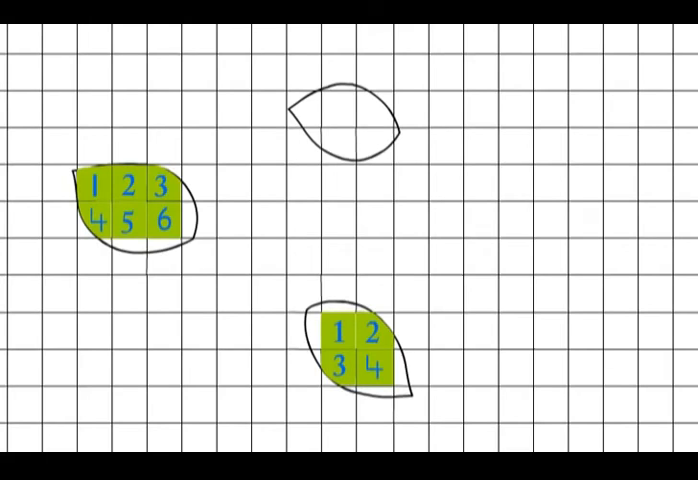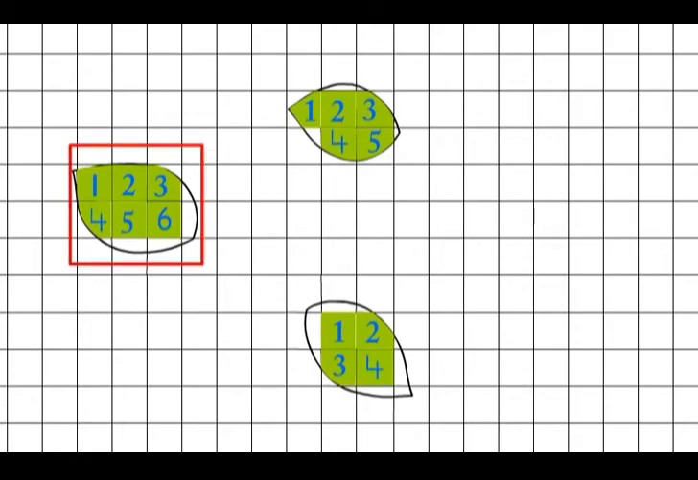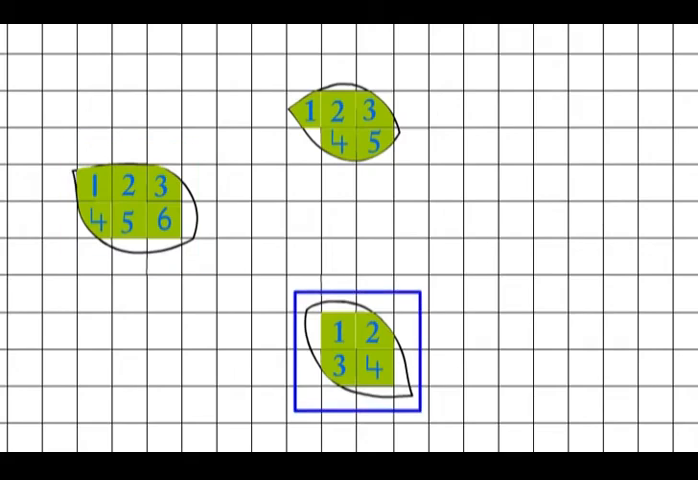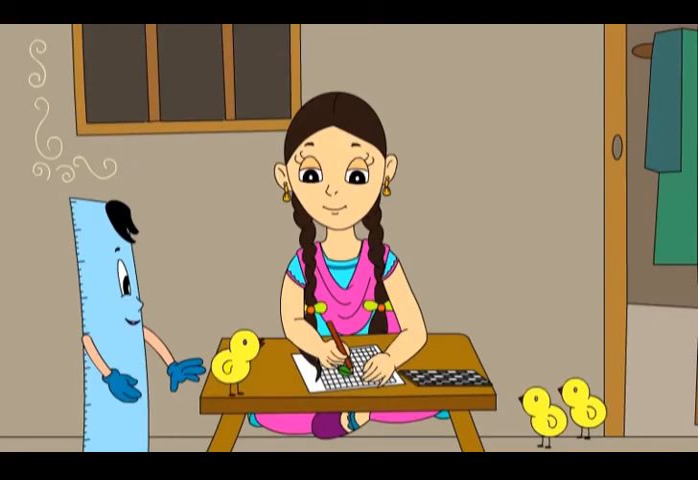Now, let me count the number of squares my leaf covers. It is 1, 2, 3, 4, 5. 5 squares. My leaf's boundary covers 5 squares. So, Meenu's leaf is the biggest. Chick, your leaf is the smallest. Just like me. Meenu, I like this leaf game.